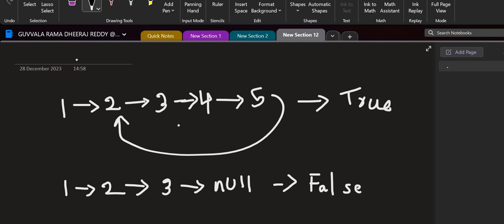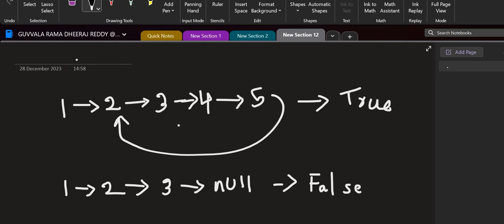Hello guys, in this video we will see a new problem. You are given a linked list. You just want to check whether there is a loop or not in the linked list. We just want to return true or false.